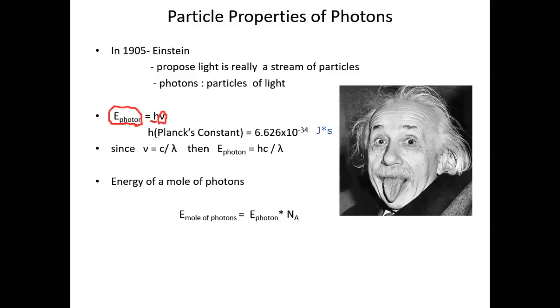And so if we take the equation from the previous slides involving wavelength and frequency, we can see the relationship between wavelength and energy. So frequency is c over lambda. So the energy of a photon is inversely related to its wavelength. So the shorter the wavelength, the higher energy photon you have.